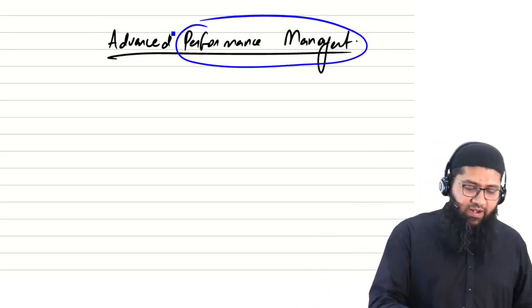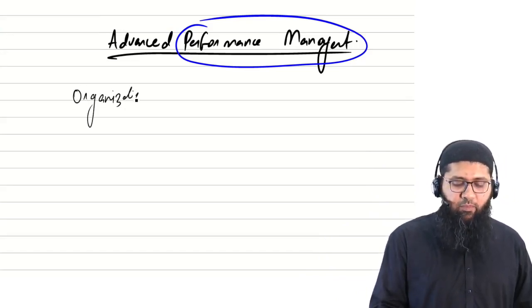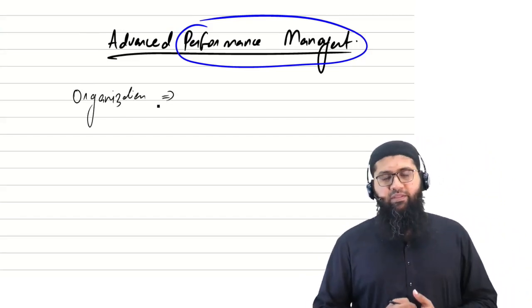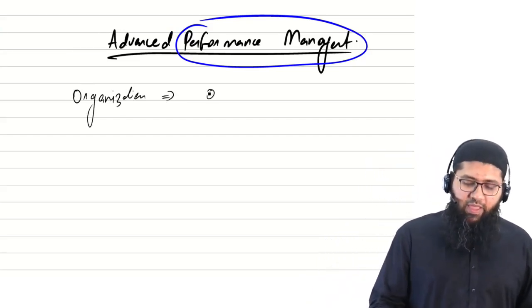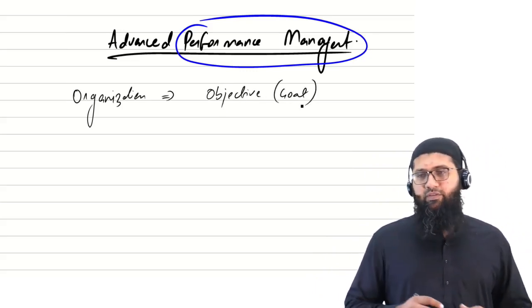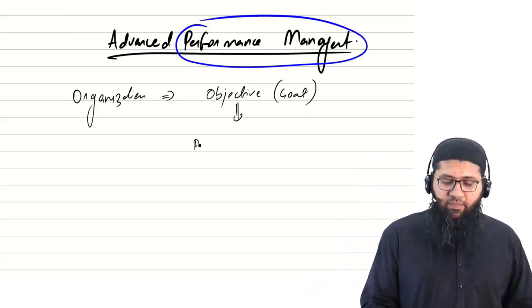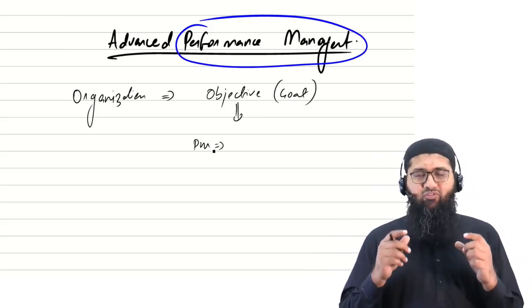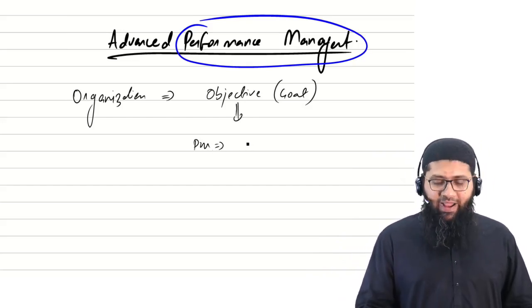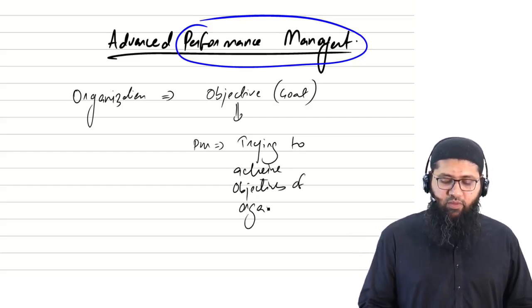Now, the first thing is that let's just try to understand that every single organization that is formed has an objective, a goal of that organization. And when we talk about performance management, it actually means that you are trying to achieve the objectives of the organization.